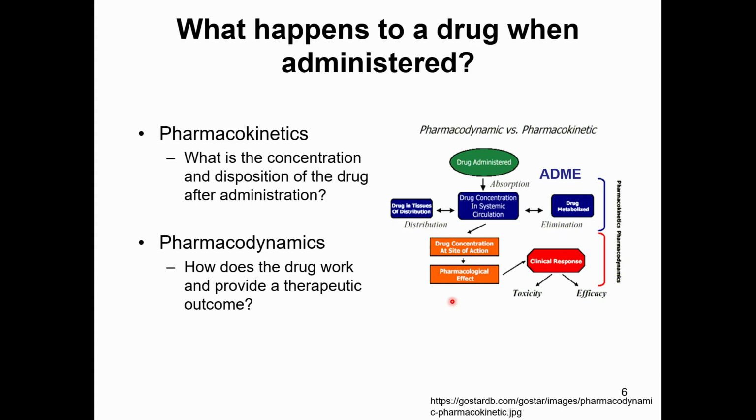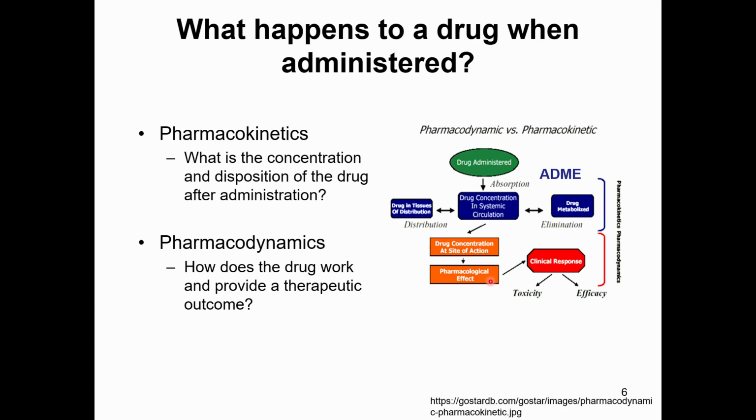What does it do? What are the targets of that drug? Typically, they're discrete entities in our body that the drug binds to, like a receptor or an enzyme or a structural protein, that type of thing. And so that's the target of the drug. How that drug molecule interacts with its intended target molecule is very important and in the realm of pharmacodynamics.